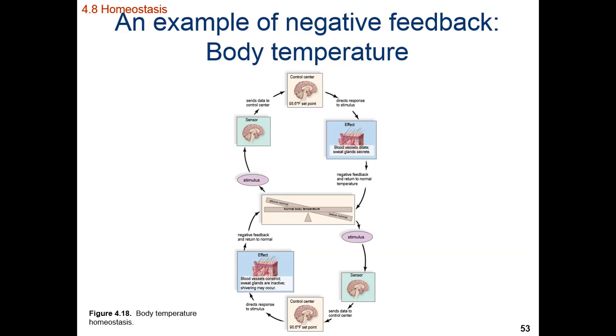Let's say that we are too warm. If we're too warm, that's the stimulus. Our body temperature is going up. Our brain senses that, processes that information, and then causes us to sweat. Once we start to sweat, our body temperature goes back down. So the response is body temperature goes down, and that lowering of our body temperature is a response to an increase in body temperature, negative feedback.